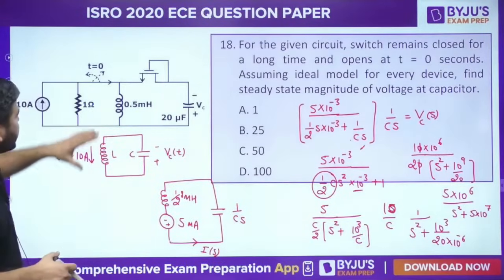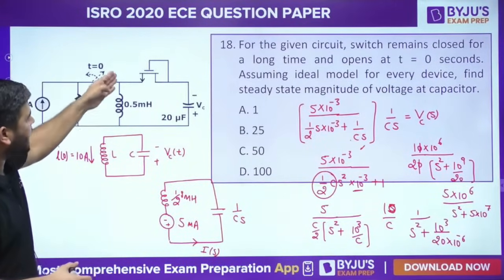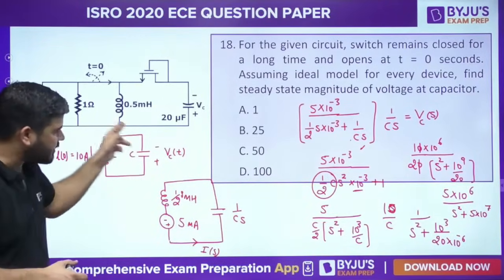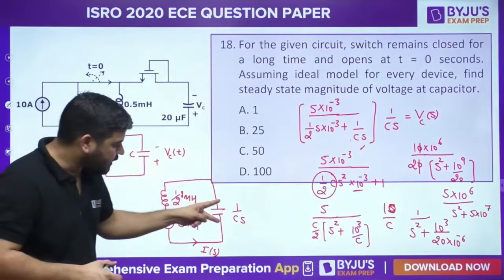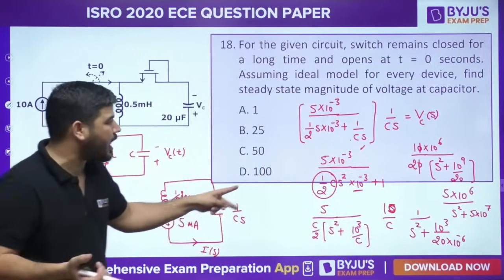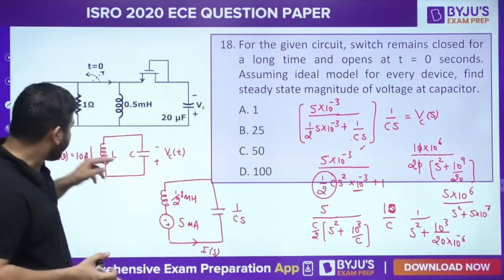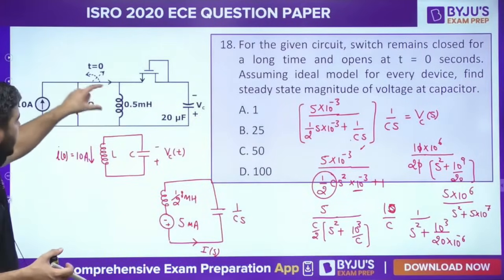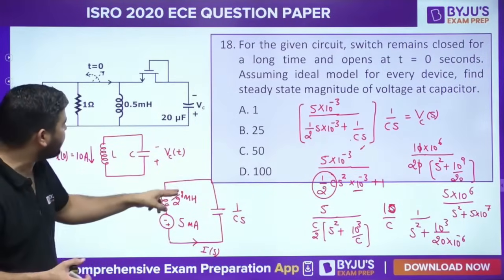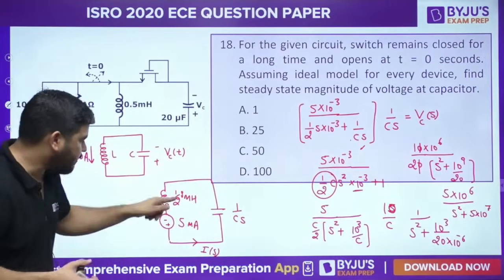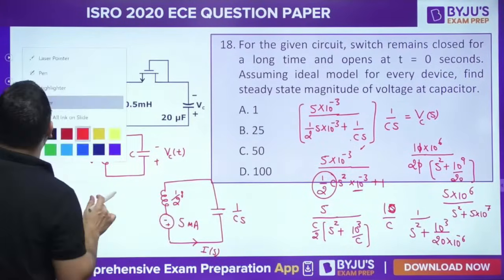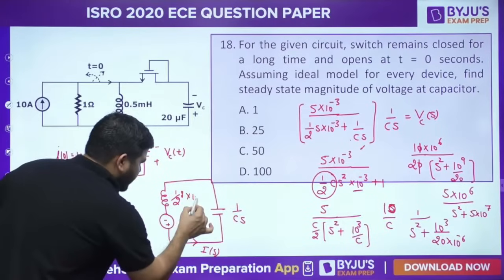Let me repeat this again. When you are opening this switch, whatever inductor current it has stored, that current will flow through the capacitor, and because of that it will build up some voltage, and that voltage under steady state is asked. So what I did is, we know that the initial current in the inductor is 10 ampere, so I can replace this inductor with LS, half S millihenry. That milli gives you 10 to the power minus 3 here.